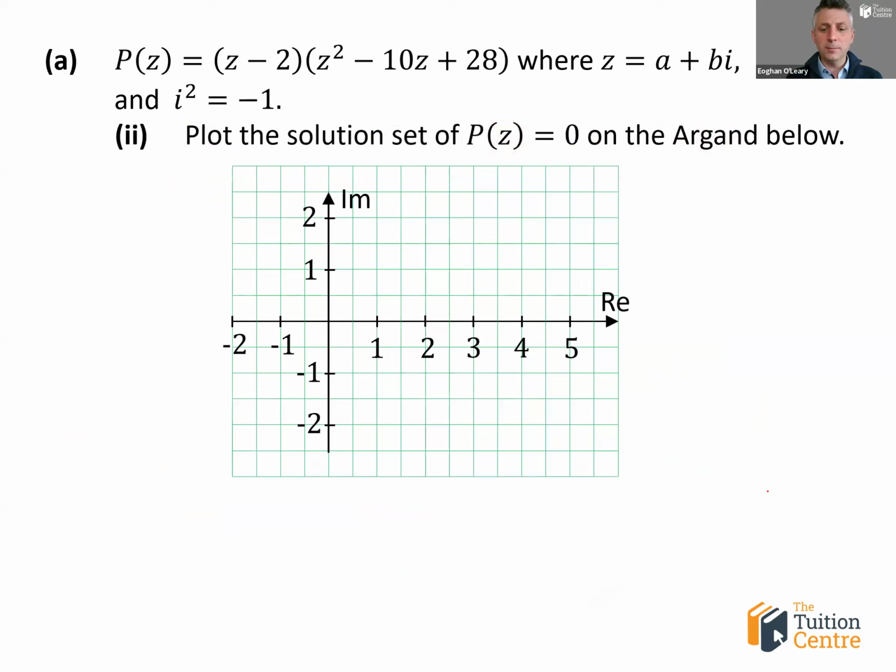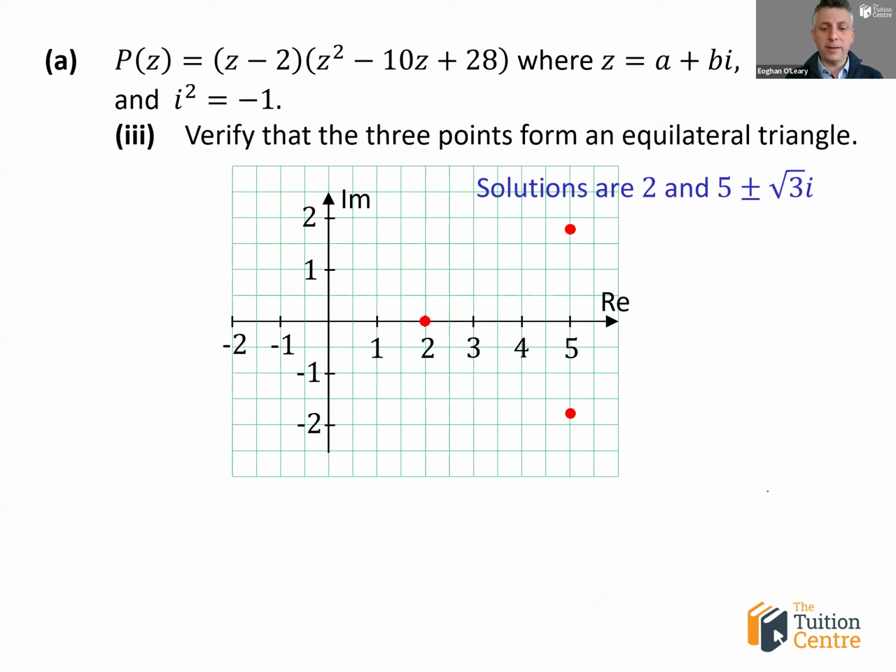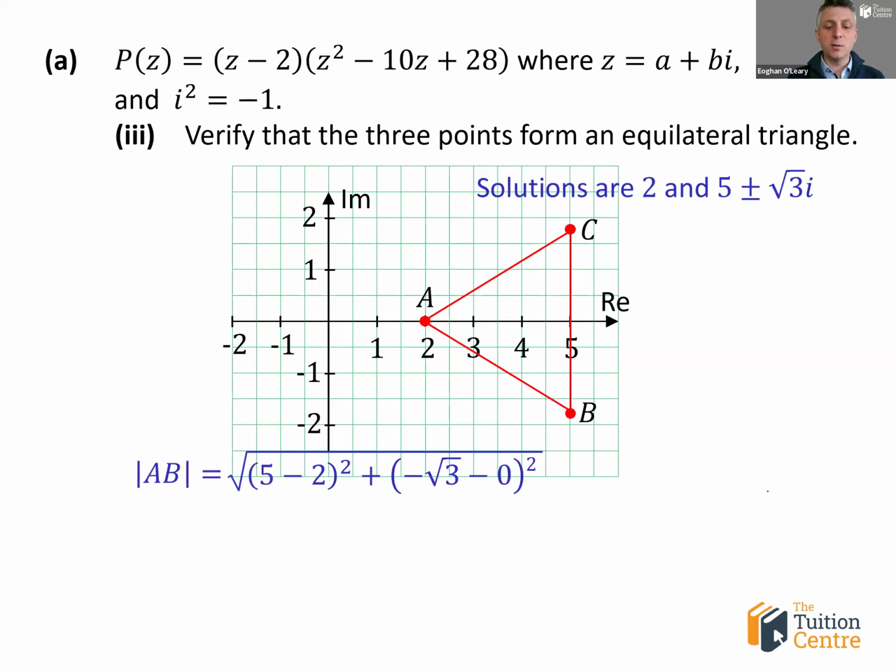We're going to plot them on the Argand diagram, so the 3 solutions. So here is our 2, 0, our 5 plus root 3 i, and our 5 minus root 3 i. Then we're asked to verify that these 3 points form an equilateral triangle. So you will see that these basics of geometry can slip into paper 1 in little places just like this.